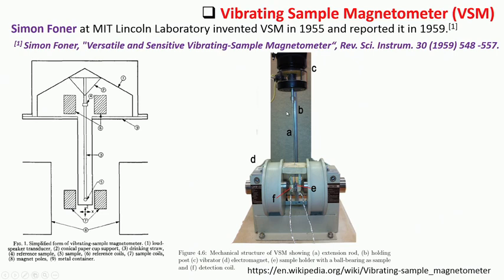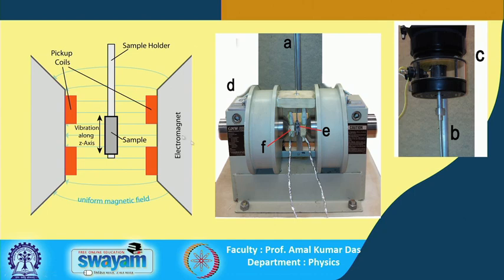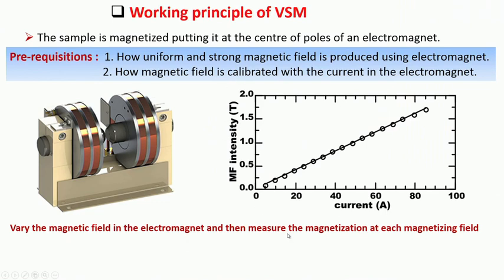Okay. Now, what do we want to measure? We want to measure magnetization of the sample at different magnetic fields. Okay, at different magnetic field. So, the first question is, we have to make arrangement for the magnetic field, right. So, how to produce magnetic field, that is what we have learned in this course, and you remember that. I have shown this picture, right.